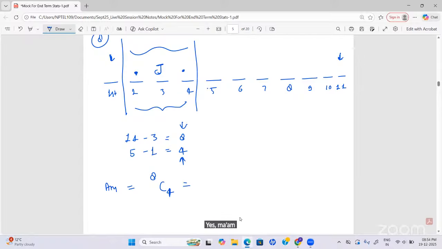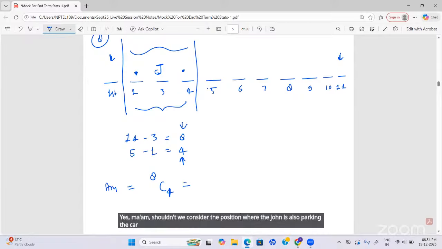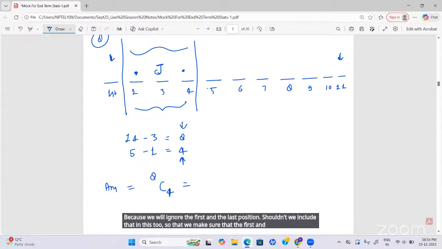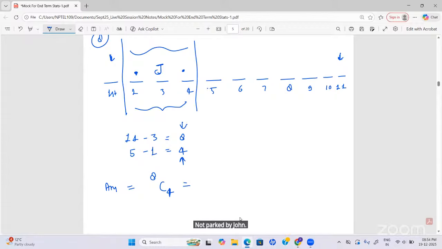Yes, ma'am. Shouldn't we consider the position where John is also parking the car, like 9 choose 1? Because we will ignore the first and the last position. Shouldn't we include that in this too, so that we make sure that the first and last position is not parked by John, by considering the 3 places as well? There's a single unit, this 2, unit, 3, the 4. The first and the last position is empty when we are selecting 3, and John is in the middle. So wherever we place this unit, it will be empty only.